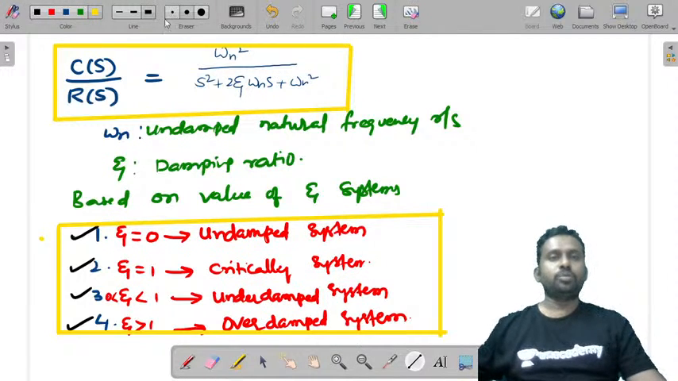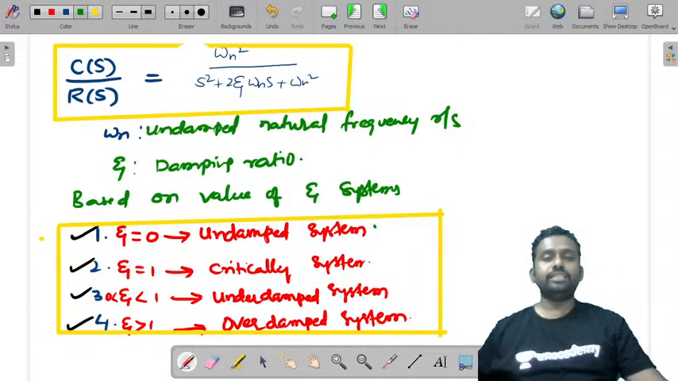Okay. So once again, the value of C of S by R of S is omega n square by S square plus 2 zeta omega n s, and based on the value of zeta, if zeta is equal to 0, it is an undamped system. Zeta is equal to 1, critically damped. Zeta is between 0 and 1, it is an under damped system, and zeta greater than 1 is an over damped system.